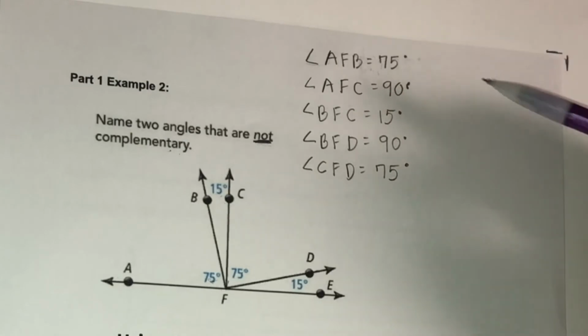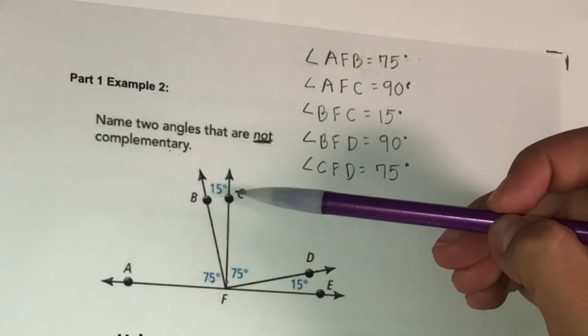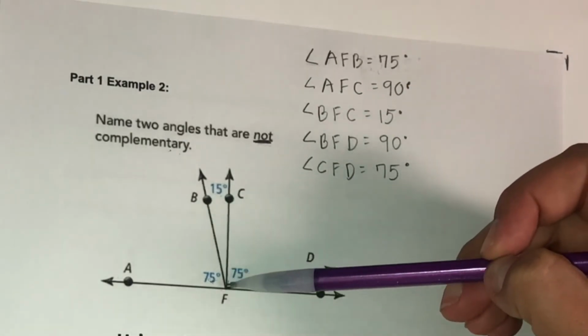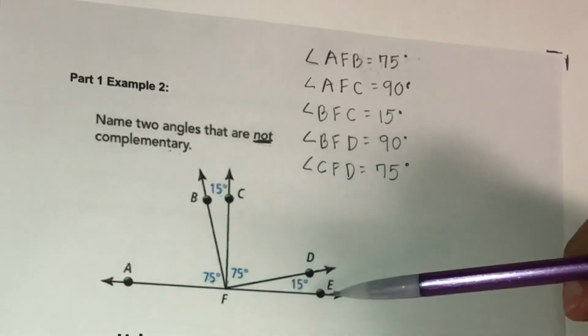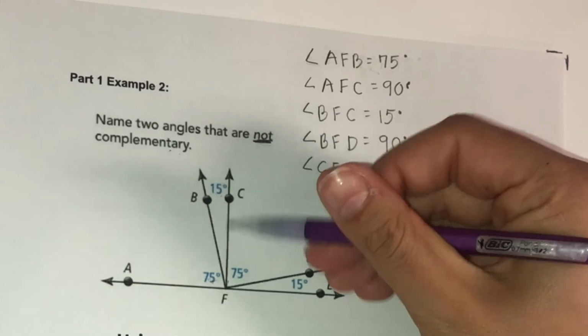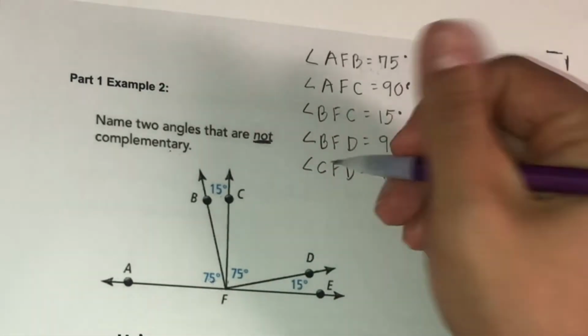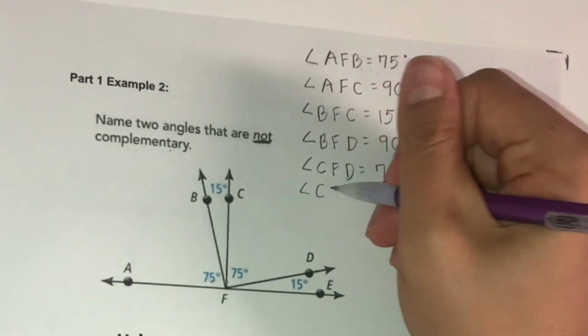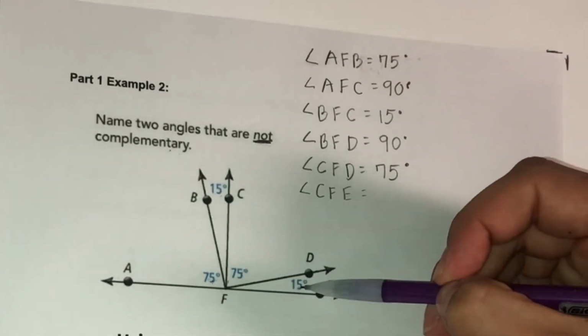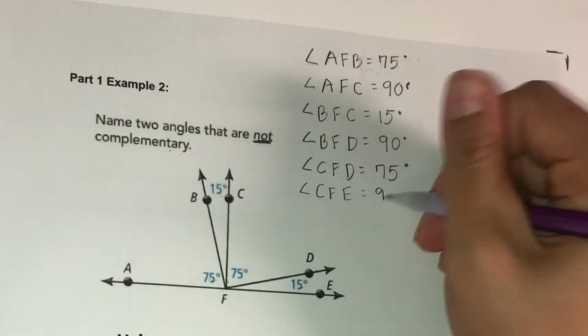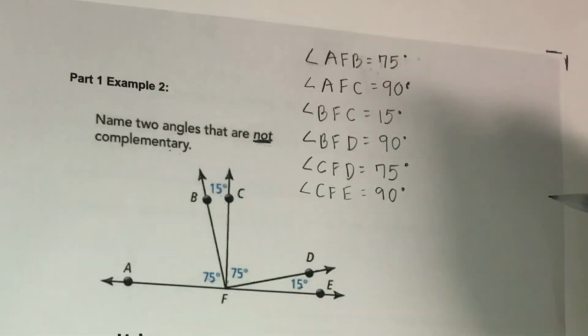And last but not least is going to be angle C. Actually, that's not the last one. We have two more. Angle CFE is going to be 75 plus 15. So angle CFE, 75 degrees plus 15 degrees, which is equal to 90 degrees.